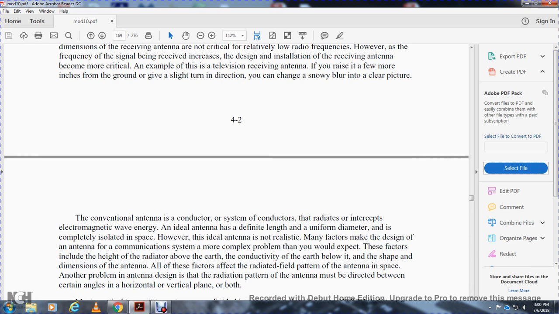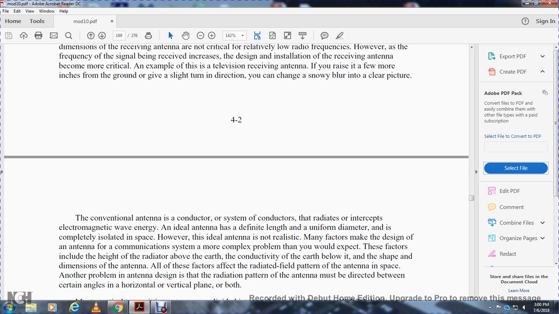The conventional antenna is a conductor system that radiates or intercepts electromagnetic wave energy. The ideal antenna is of a definite length with a uniform diameter, completely isolated in space. However, the ideal antenna is not realistic. Many factors make the design of the antenna for a communication system a more complex problem than you would expect. The factors include the height of the radiator above the Earth, the conductivity of the Earth below, its shape, and the dimensions of the antenna. All these factors affect the radiated field pattern of the antenna in space.